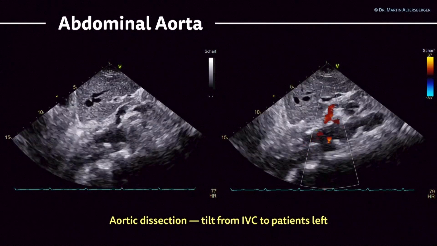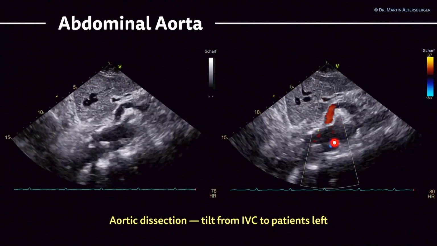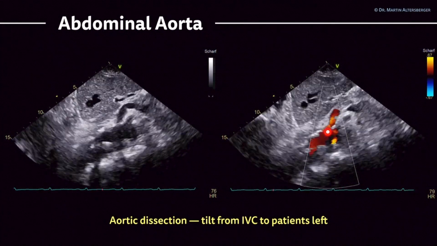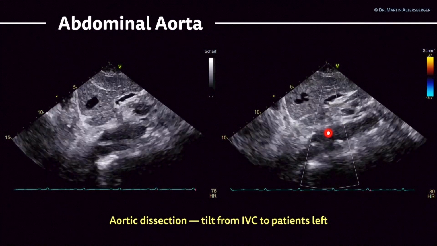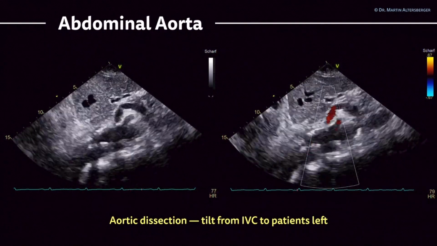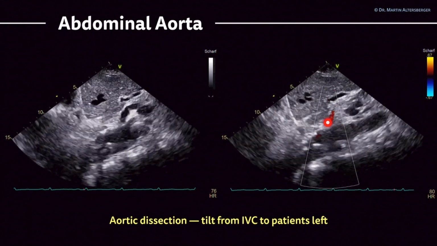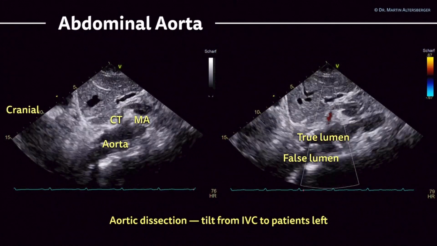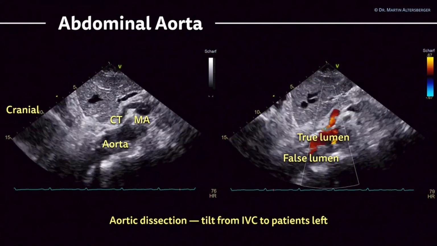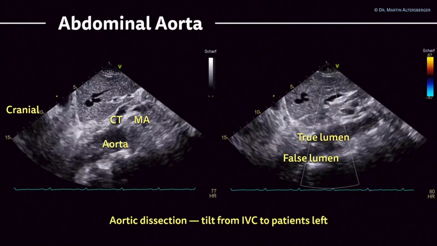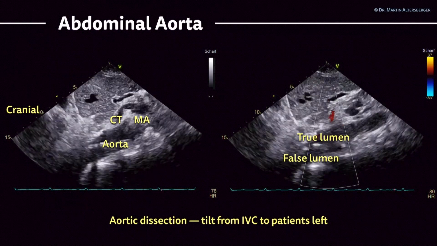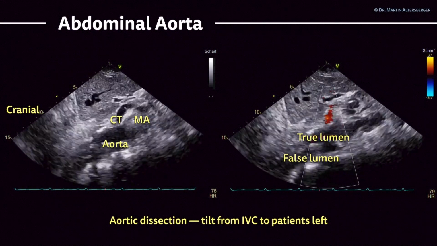You see that the aorta is definitely enlarged. Here you have this dissection membrane. This is the true lumen, the false lumen, and there is shunting in between the true lumen and the false lumen. You also see that there is turbulent flow towards the celiac trunk as well in this view. So to summarize, from this subcostal approach, very often you get a very good glimpse of the aorta, and you should always at least once take a look at the abdominal aorta as well.